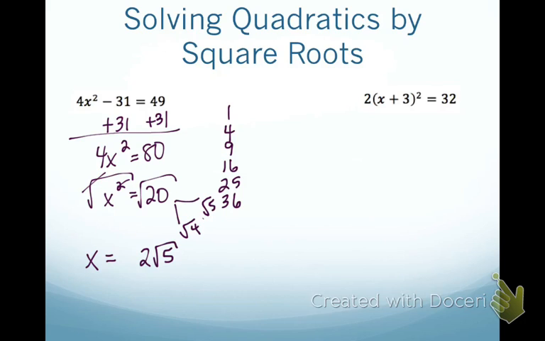Now, we need to have 2 answers for every problem that we solve. So the way we do that is we just put plus minus. We'll have both the positive and the negative 2 square root 5 as an answer. This is kind of like a lazy person's way of writing x equals 2 square root 5 and negative 2 square root 5.